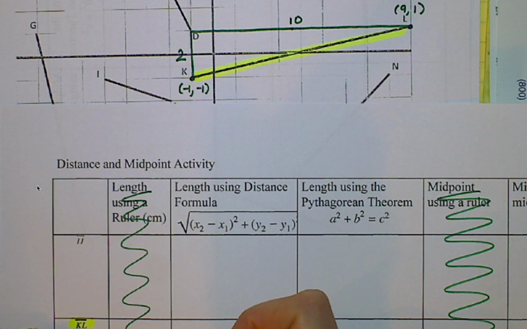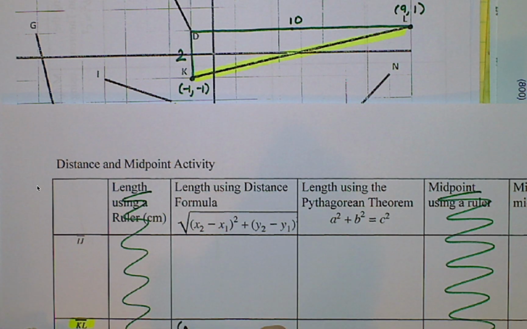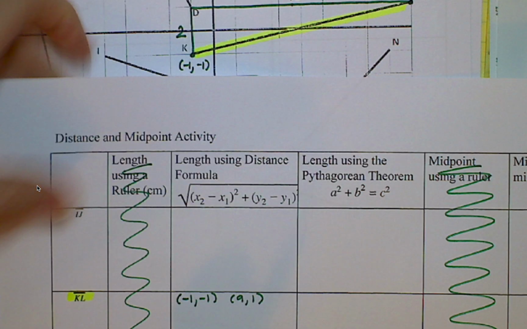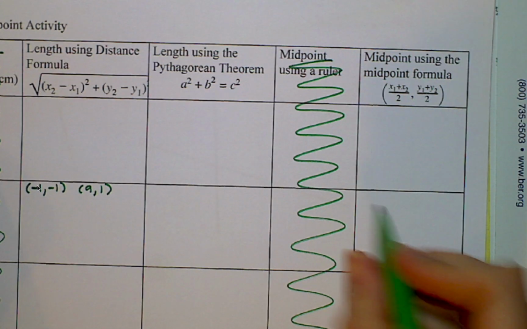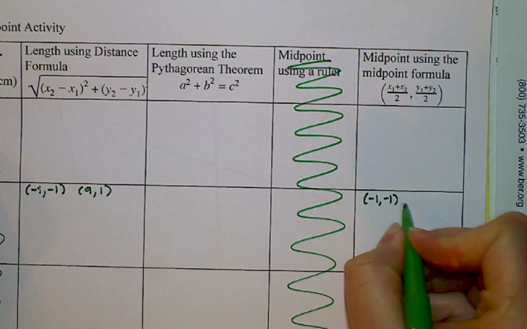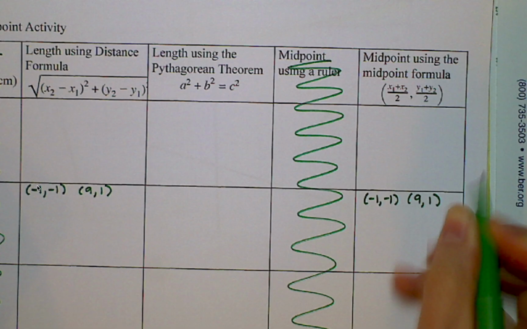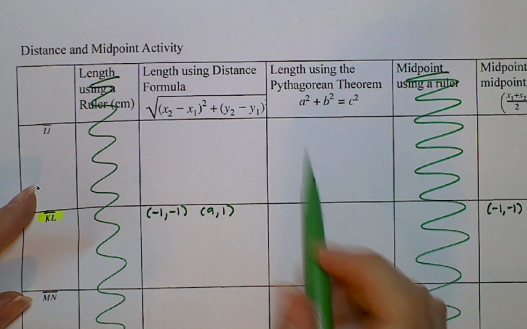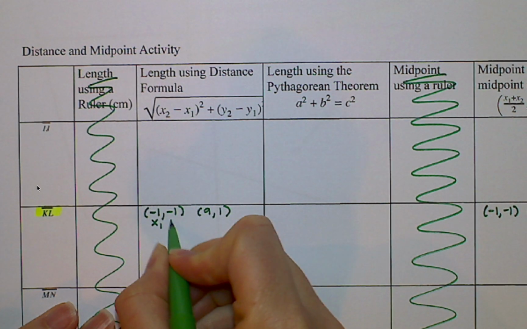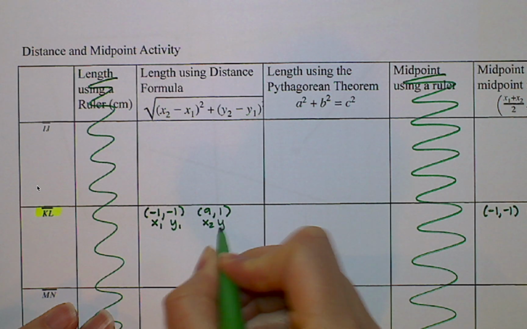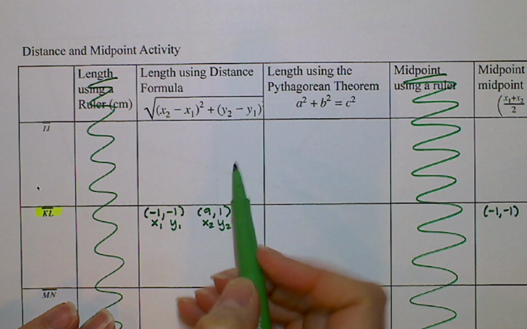Okay, so I have to start with my 2 points. So I'm going to rewrite my points. I have -1, comma -1 for my K, and I have 9, 1 for my L. I'm going to write my points down. I need my points not only for this length using the distance formula, but I also need them for the midpoint. So if you want to write it here, -1, -1, and then 9, 1, you can as well. You do not need it for the Pythagorean theorem, okay? So for this one, we're going to label x1, y1, x2, y2, and what we're going to do is plug these into this formula.